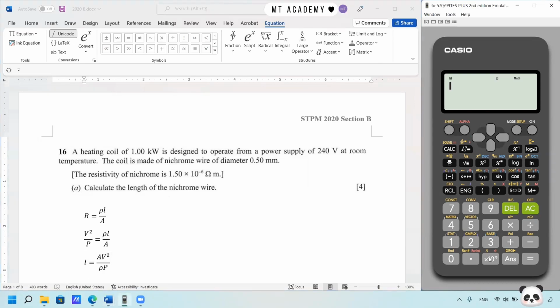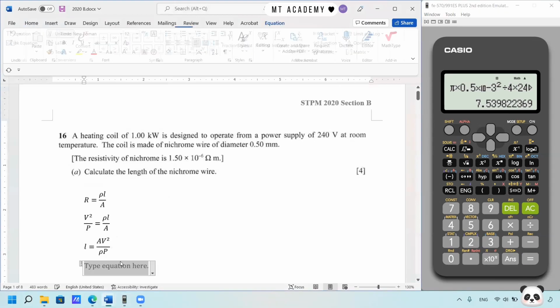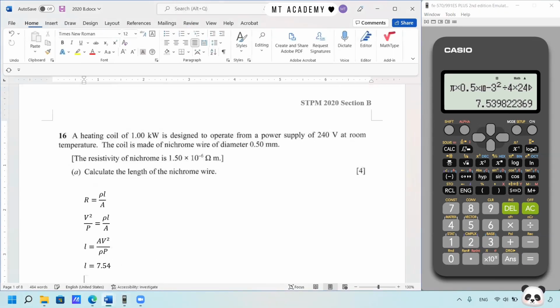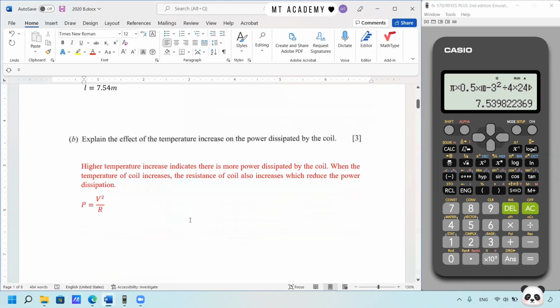So area will be equal to pi d squared over 4, so pi times 0.5 millimeter squared divided by 4. And then multiply by the square of the voltage, 240 squared, divided by the resistivity, divided by the power, 1 kilowatt. So it is equal to 7.54 meter. Okay, the length is equal to 7.54 meter. So move on to B.